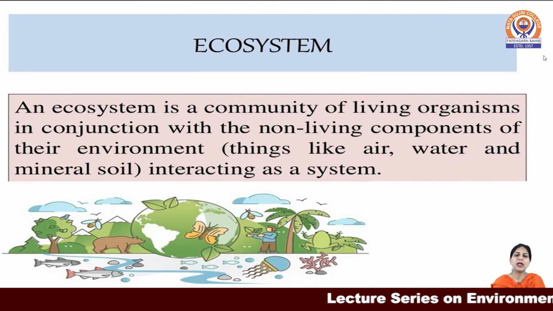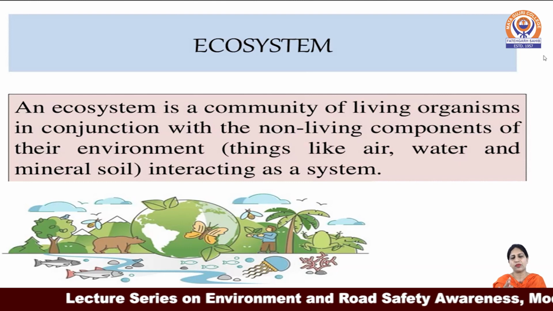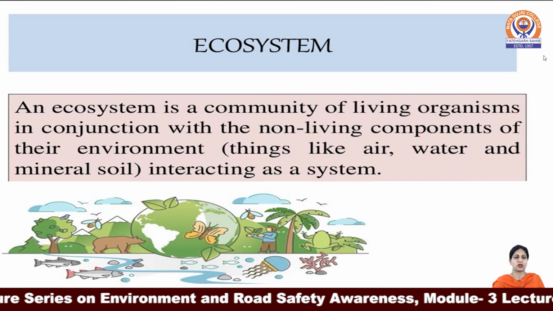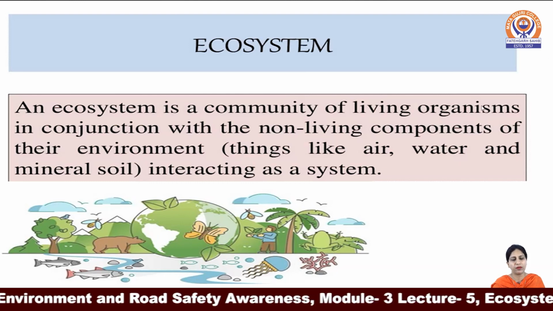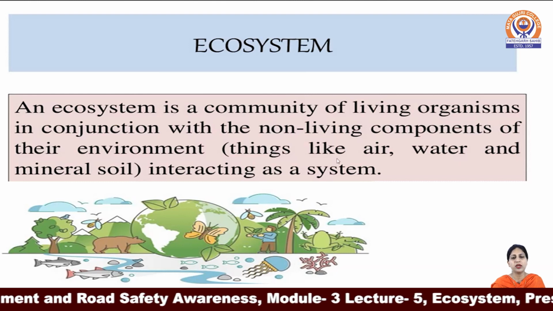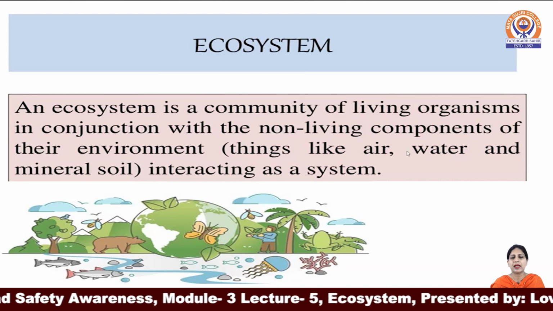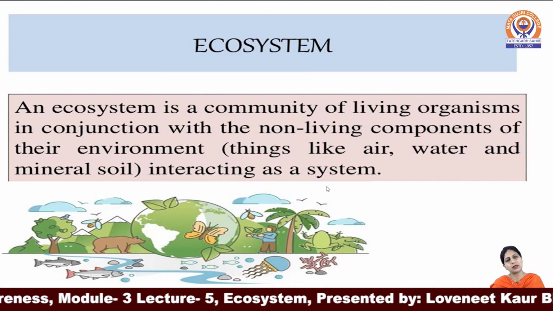So now I'll be coming to the ecosystem. Now we know what is a species, what is an individual, population, community, then ecosystem, then biome and biosphere. So now we are in the right position to understand the definition of ecosystem. Here an ecosystem is a community of living organisms in conjunction with the non-living components of their environment, that is the things like air, water, minerals and soils, interacting as a system.